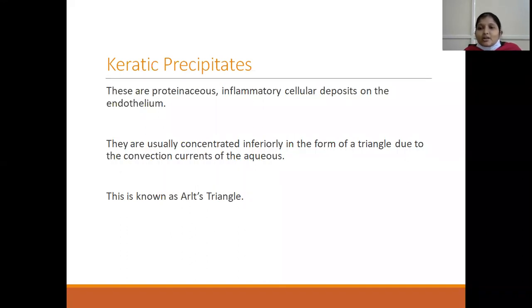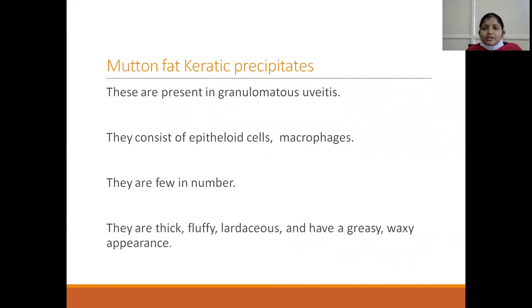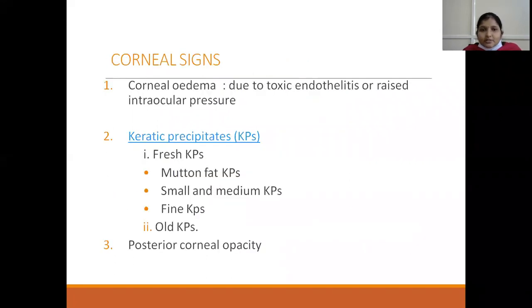This triangle is called Arlt's triangle. Why do they get deposited in the inferior part? Because of the continuous convectional currents occurring in the aqueous humor in the anterior chamber. So there are various types of keratic precipitates. It can be either fresh keratic precipitates or old keratic precipitates. So in the fresh keratic precipitates, there are three types. One is mutton fat KPs, and next one is small and medium sized KPs. Third one is fine KPs.